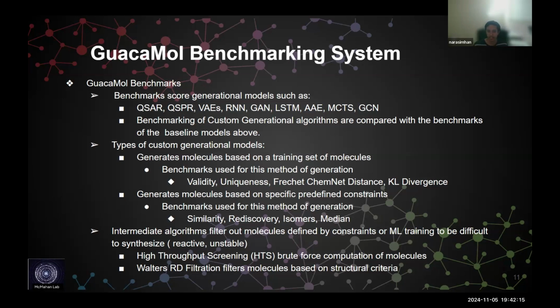The KL divergence benchmark compares the difference between the current and previously generated molecules. Guacamole uses two systems to automatically remove molecules that are unstable or hard to synthesize: the HTS method, which is extremely computationally expensive, and the Walters-Pearl filters, which filter out molecules based on their structure.